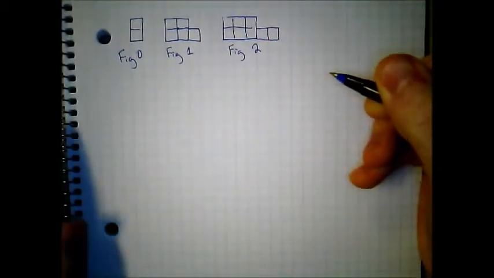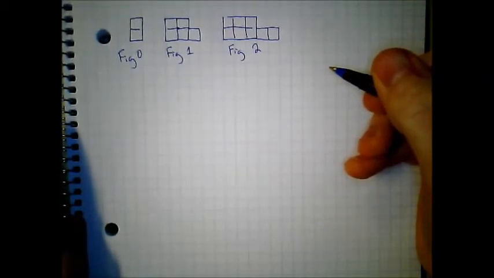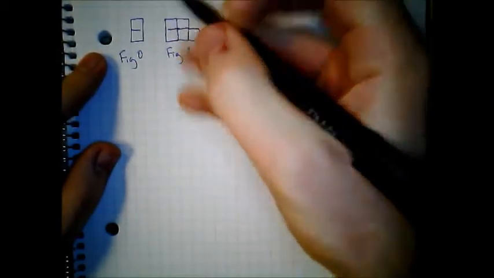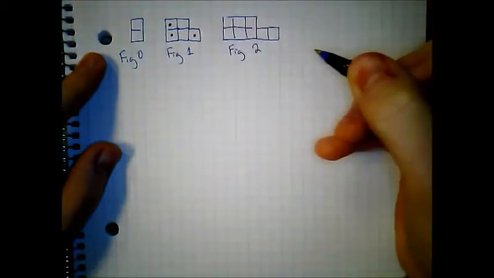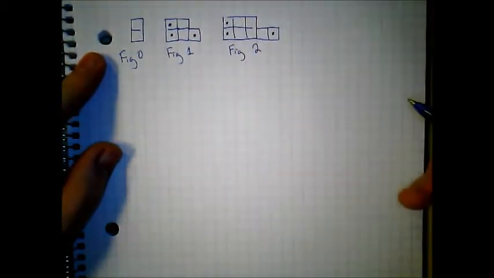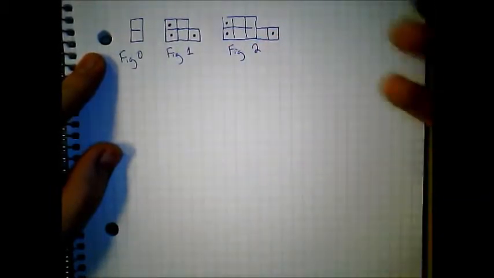So the very first thing we want to do is understand this pattern. Where are we adding tiles? How is this pattern growing? Well, I see that from figure 0 to figure 1, we're adding these two and this one. And that's the same to get from figure 1 to figure 2. So we're adding 2 tiles on the left and 1 tile on the right. So we're adding 3 tiles each time.